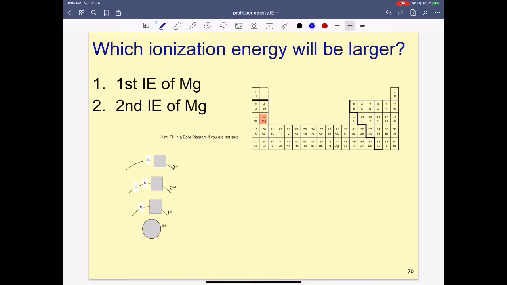But first, which ionization energy would be larger? The first ionization energy of magnesium, here it is in the periodic table, or the second ionization energy of magnesium? For that matter, for any atom, the first or the second, would the ionization energy be the same or would it be larger? Let's take a look. It might be helpful if you drew a Bohr diagram. Pause and try to answer, and then check as we proceed.